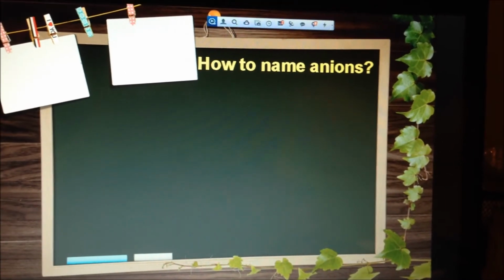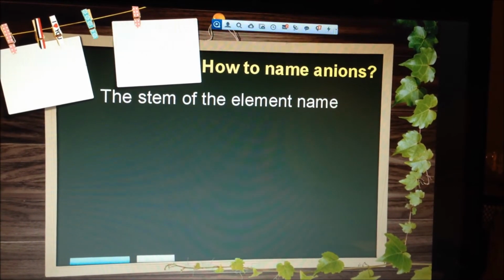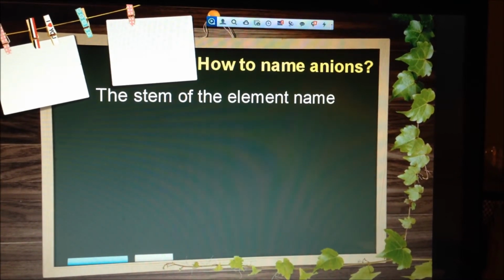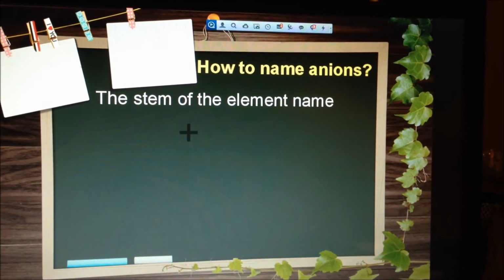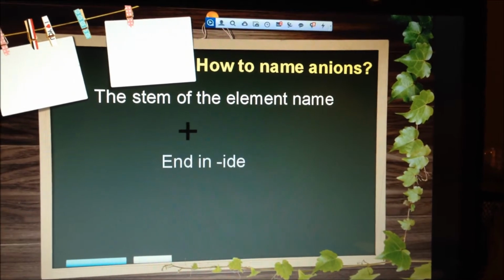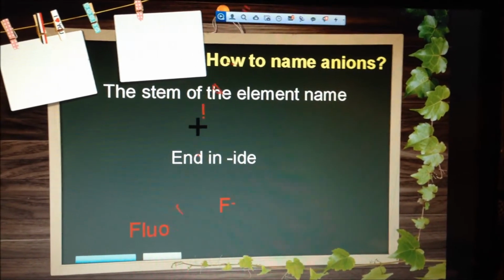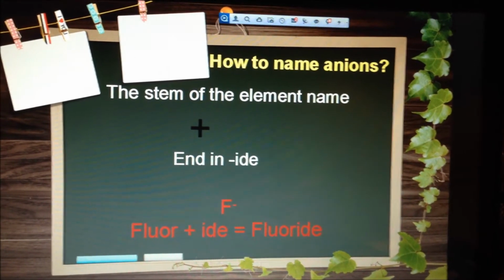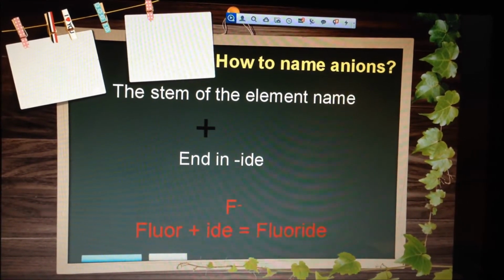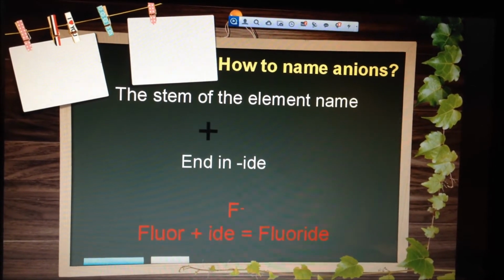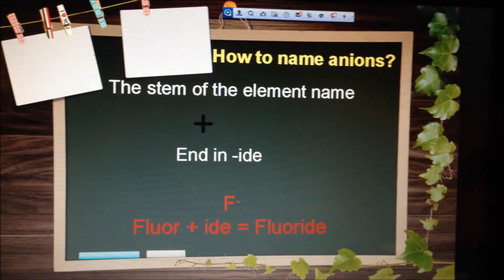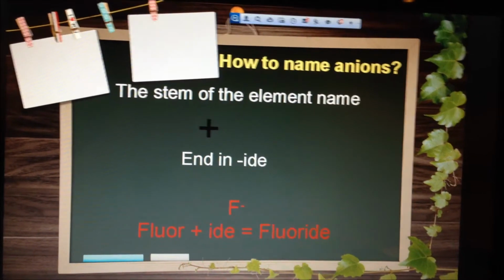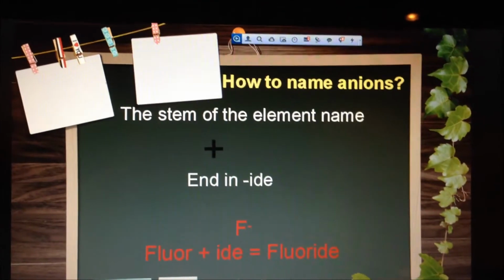So how to name them? The stem of the element name ends in "ide". So here's an example. Fluoride, right? It came from fluorine. Fluor, the stem of the element name, add "ide".